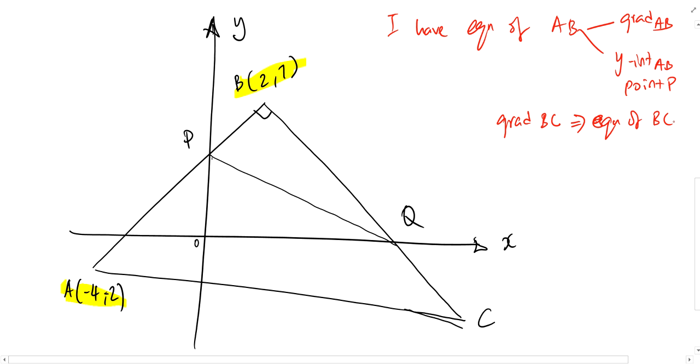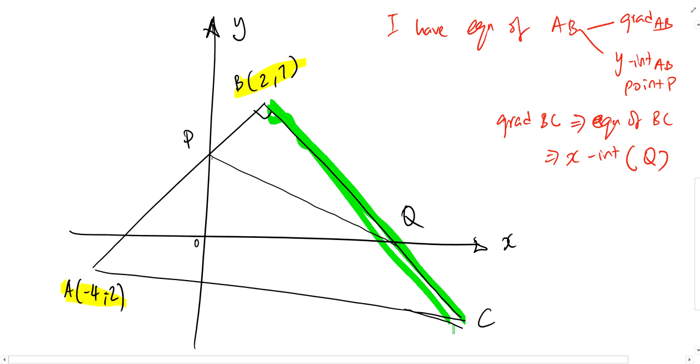If I have the equation of BC, I can find the x-intercept, meaning point Q. So these are all the things that I can obtain. Coordinates of Q, or coordinates of P. No, I don't have coordinates of C so far. Then they say that BC equals to 2AB. BC, the length over here, is 2 times of AB. So if I say that this is BC equals to 2AB.